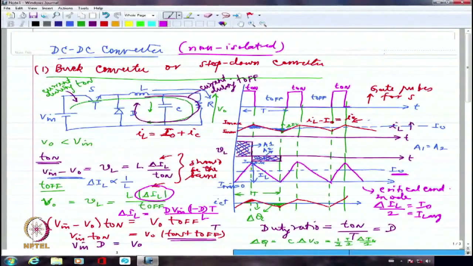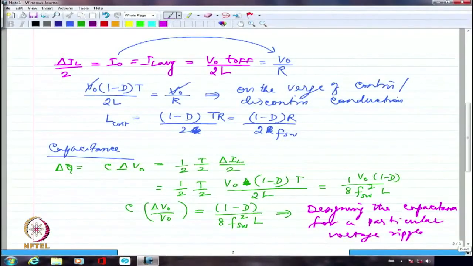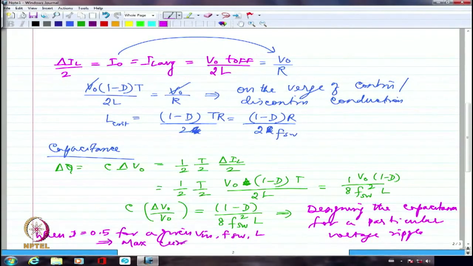Obviously, right? L is a constant. I'm not changing V in, I'm not changing L. Only thing I am trying to check is what happens to D. If I vary D, at what point I'm going to get maximum delta IL. So I'll get 2D minus 1 equal to 0. So D will be equal to 0.5. So this is one more thing you guys should realize, that when D equal to 0.5 for a given V in, F SW, L, C, etc., I'm going to have maximum current ripple.